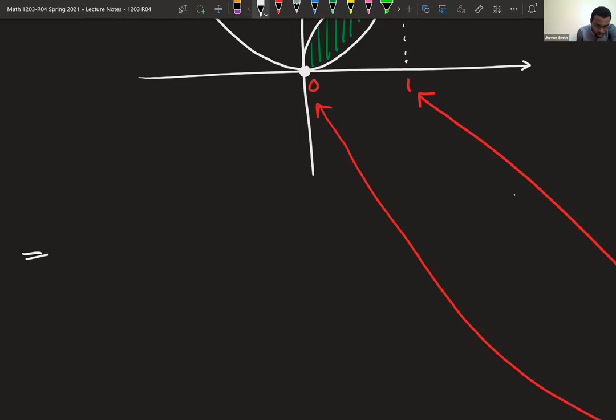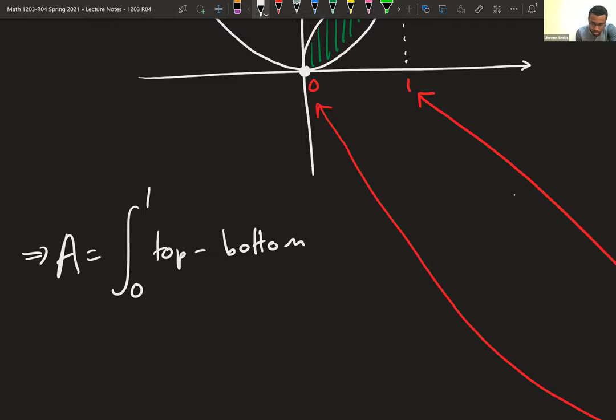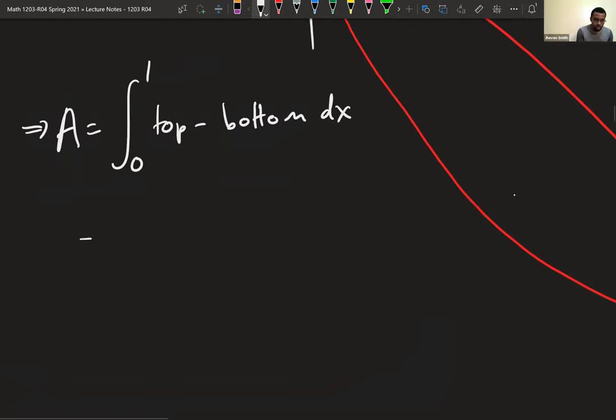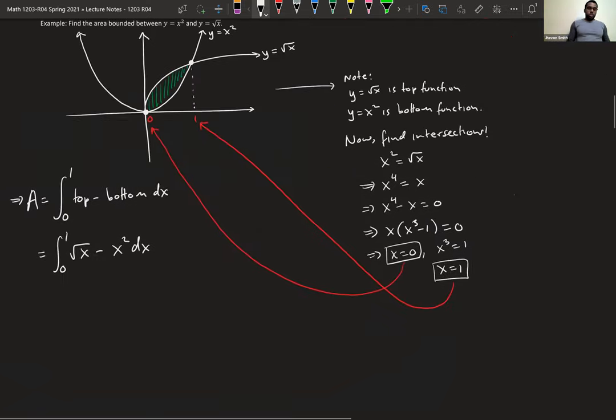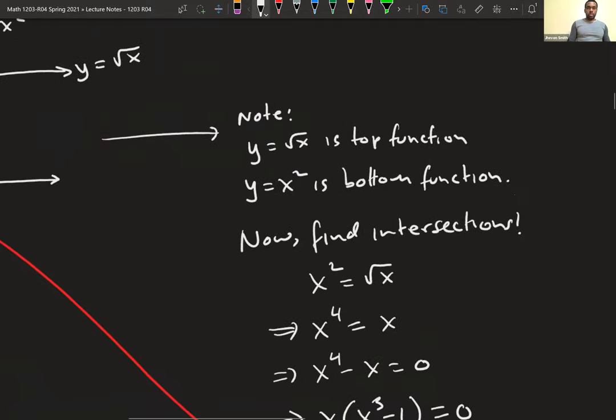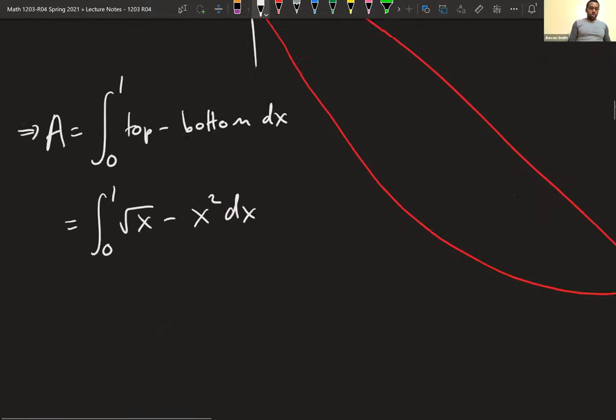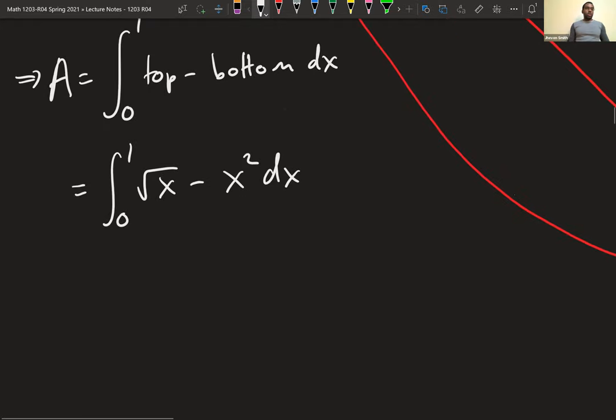So this is going to be between zero and one of top minus bottom. So this is going to be the integral between zero and one of the top, which we know is radical x, minus the bottom, which we know is x squared. We can see that from the picture, we made that note over here. So that integral is going to give us the error between the curves.